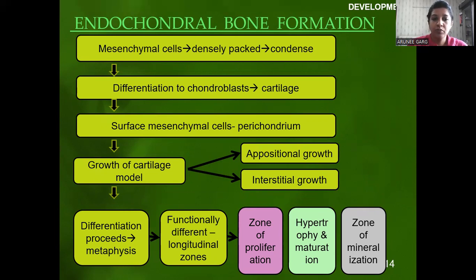Now, differentiation proceeds from the diaphysis towards the epiphysis, and the part in between the epiphysis and the diaphysis is called the metaphysis, which has more vasculature. Functionally, different longitudinal zones are formed: the zones of proliferation, hypertrophy and maturation, and then the zone of mineralization follows.